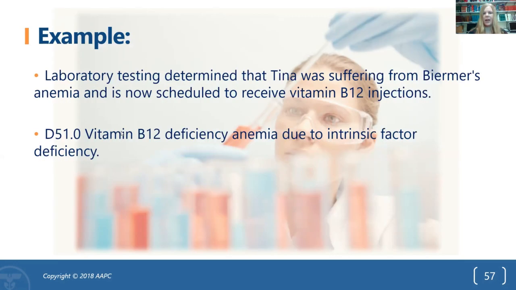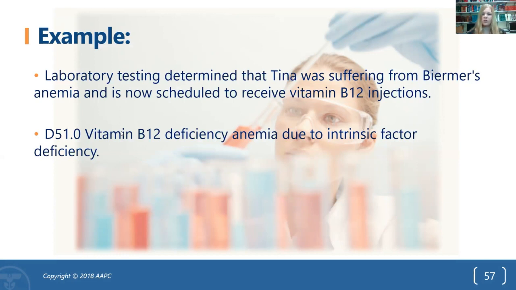For example, after lab testing, the patient was determined to suffer from Biermer's anemia and is scheduled to receive vitamin B12 injections. This is an anemia that's due to lack of vitamin B12, and in ICD-10, this is coded to D51.0 for vitamin B12 deficiency anemia due to intrinsic factor deficiency.